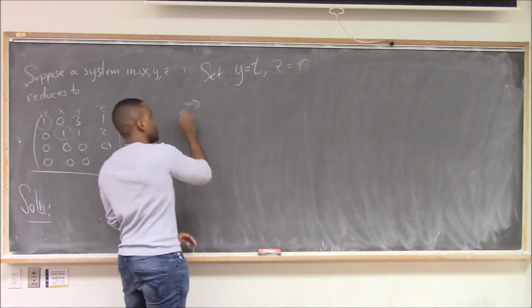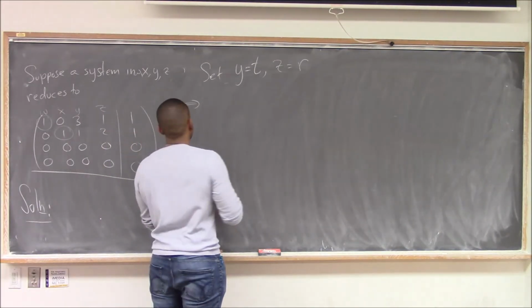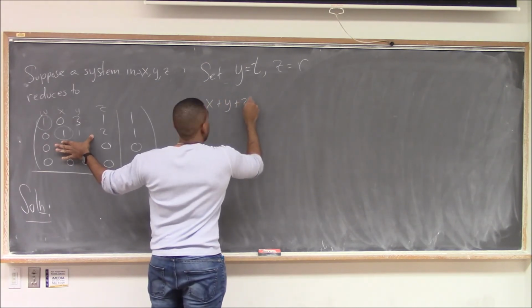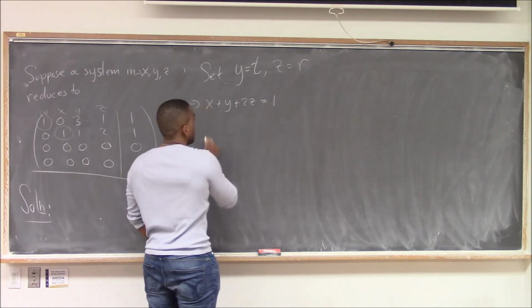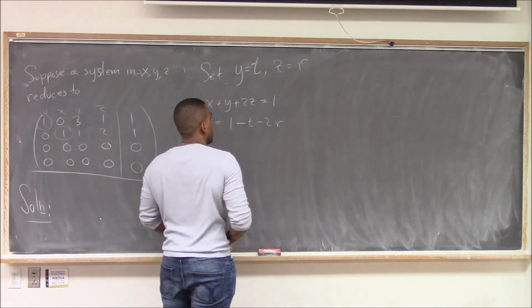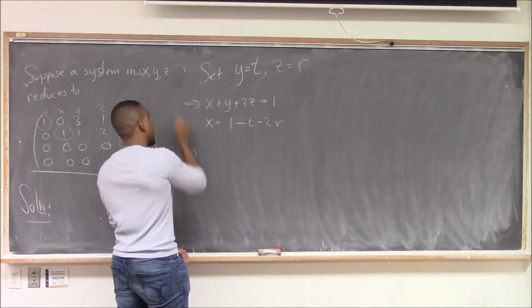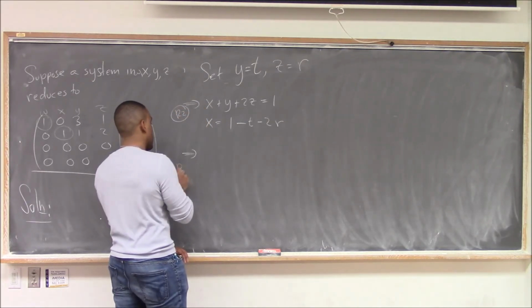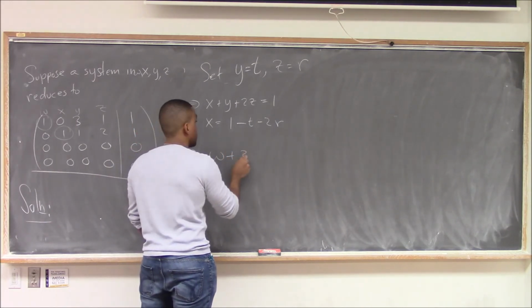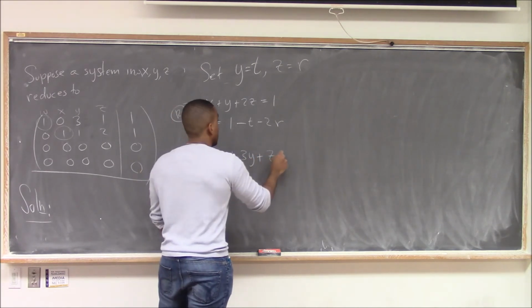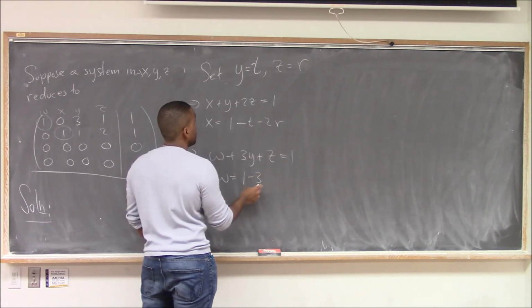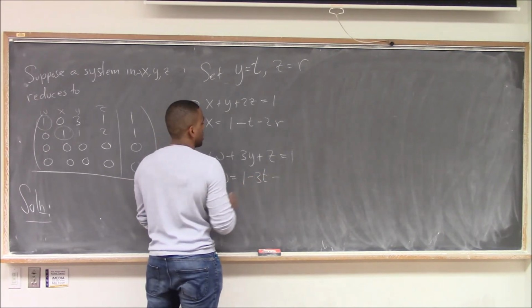And what would that tell you? Then you move up to row 2: X plus Y plus 2Z equals 1. So you have X equals 1 minus T minus 2R. Then you can look at row 1: W plus 3Y plus Z equals 1. So your W would be equal to 1 minus 3T minus R.